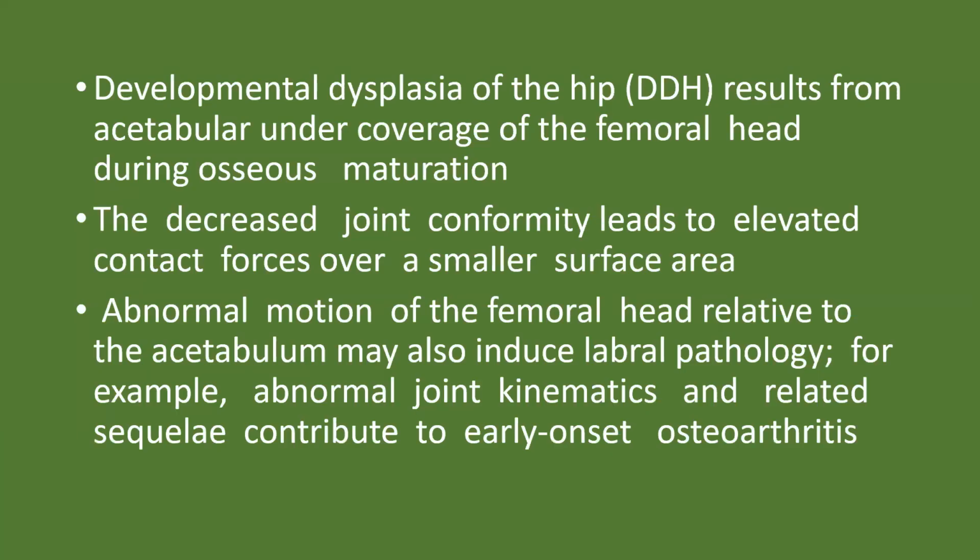Developmental dysplasia of the hip results from acetabular undercoverage of the femoral head during osseous maturation. The decreased joint conformity leads to elevated contact forces over a smaller surface area. Abnormal motion of the femoral head relative to the acetabulum may also induce labral pathology. For example, abnormal joint kinematics and related sequelae contribute to early onset of osteoarthritis.